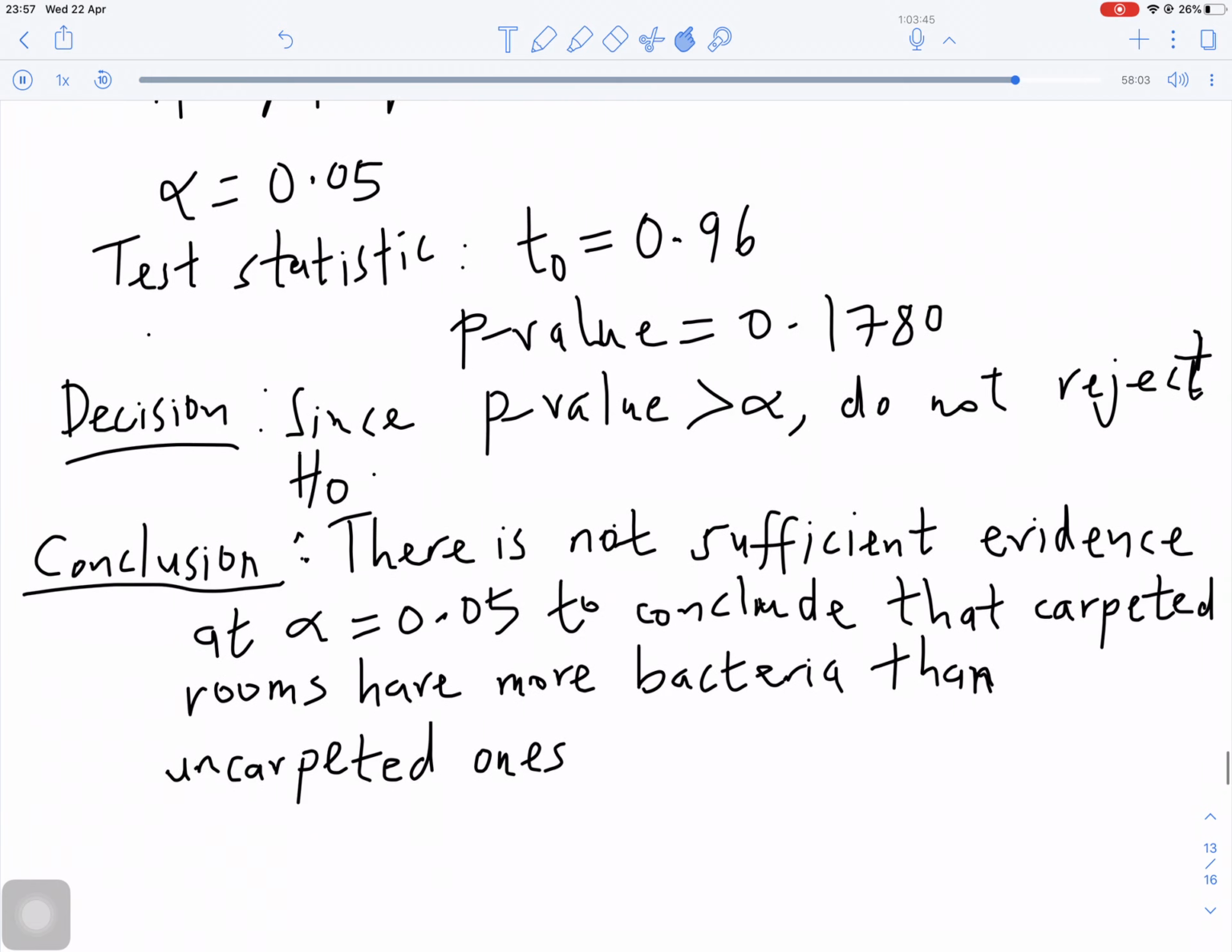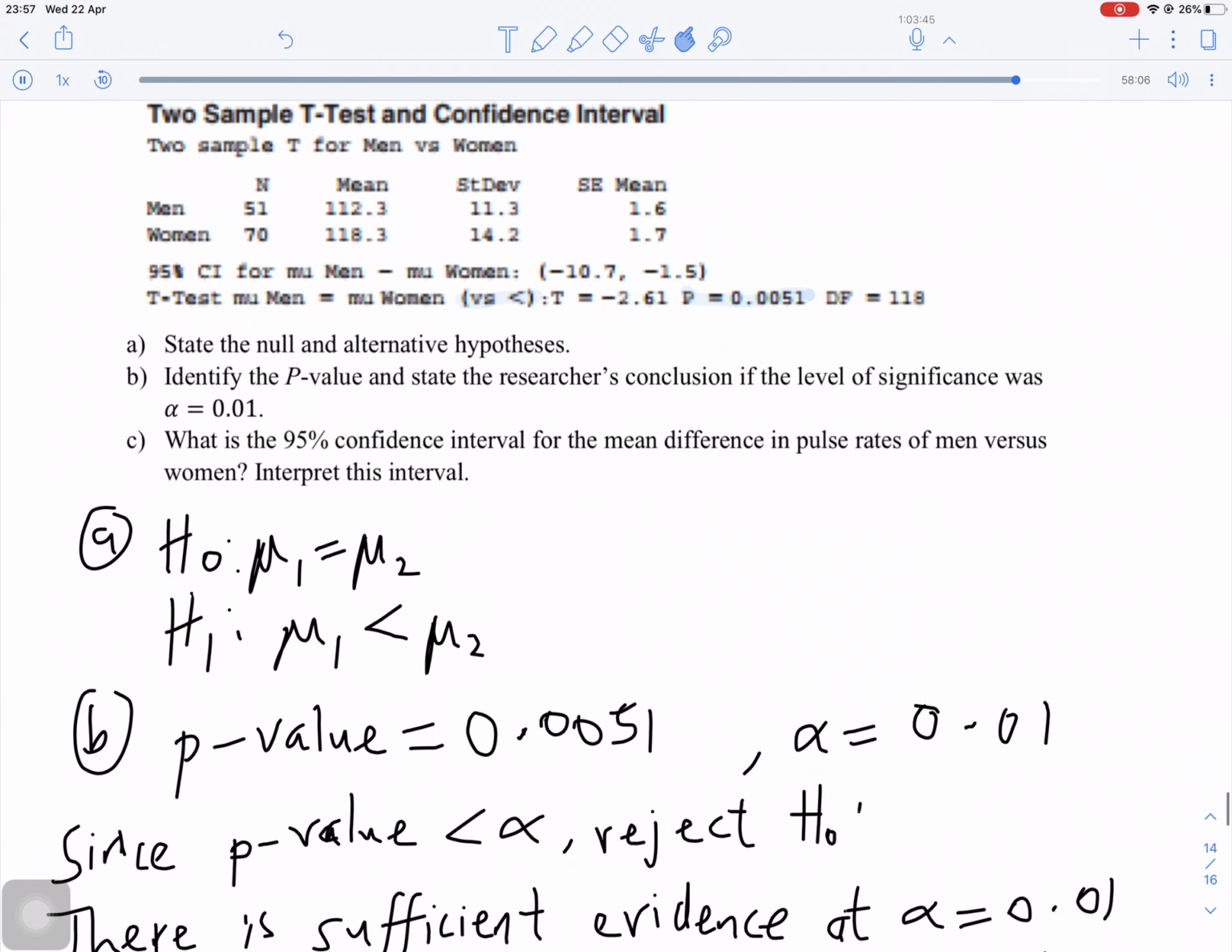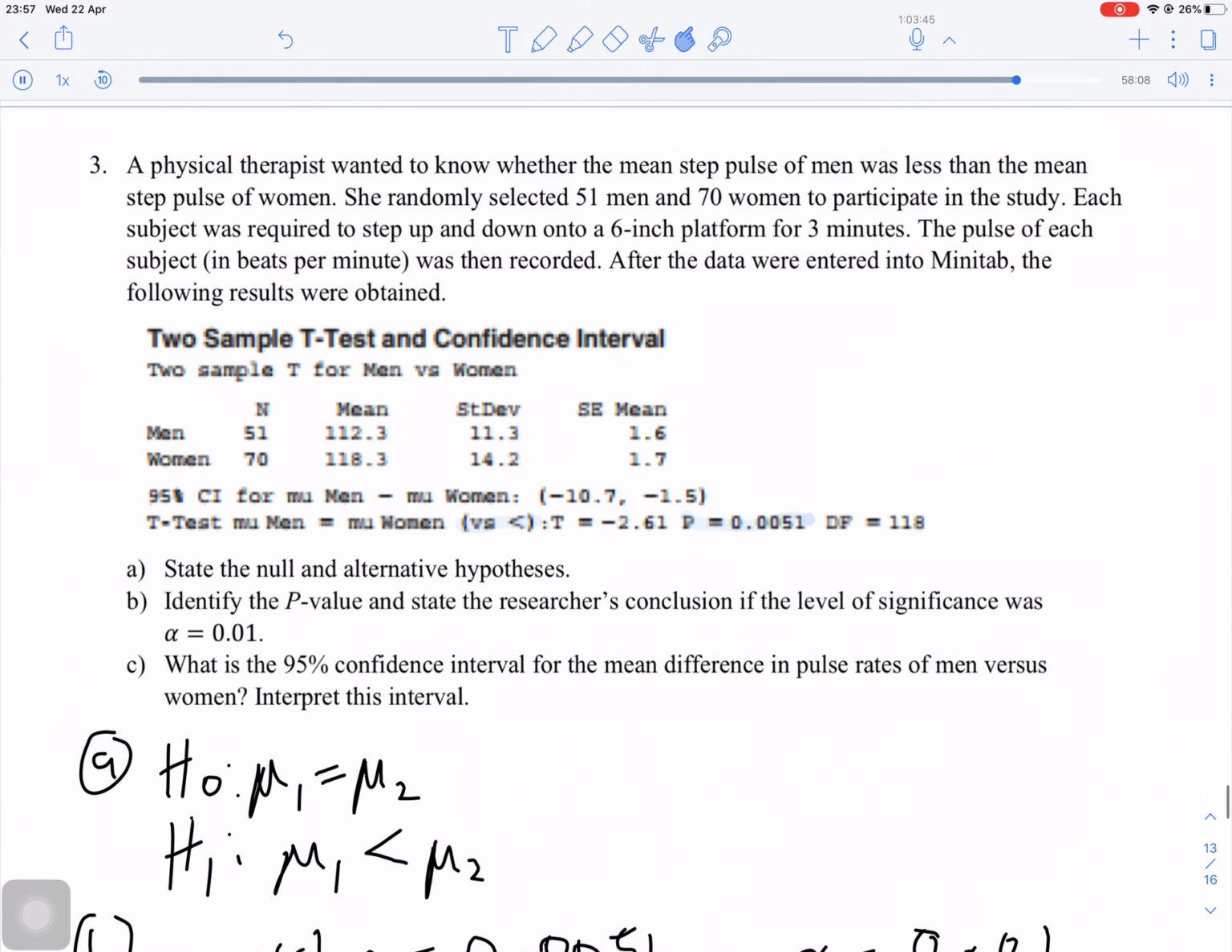Alright. So question 3 gives us a situation where we have an outcome from a statistical software, where they've done hypothesis tests and want to see if we'll be able to determine what was done in there. So question 3 reads, a physical therapist wanted to know whether the mean step pulse of men was less than the mean step pulse of women. She randomly selected 51 men and 70 women to participate in the study.